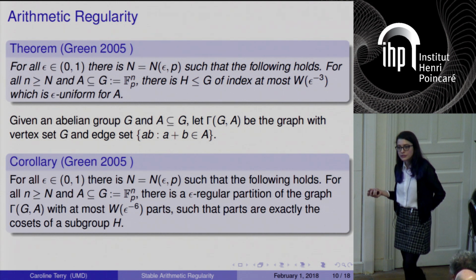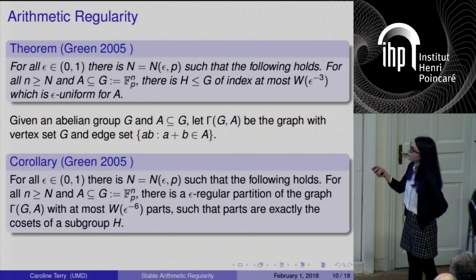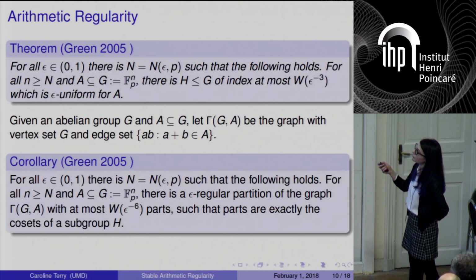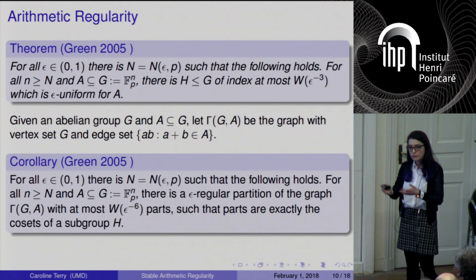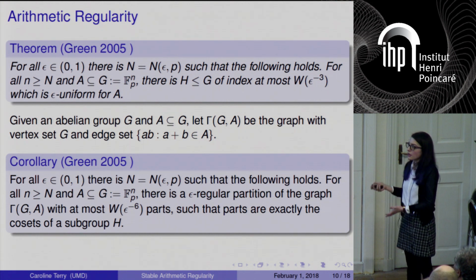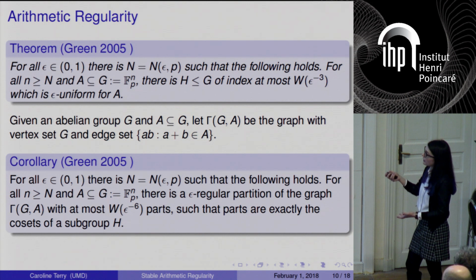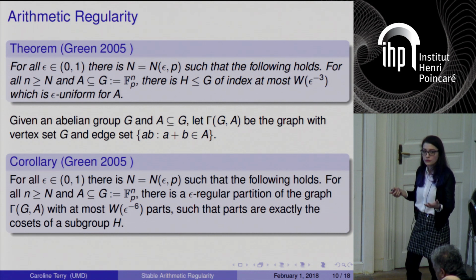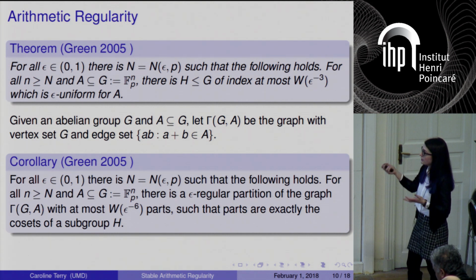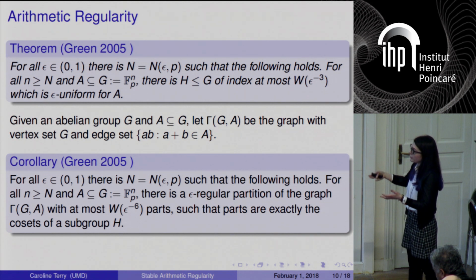The point is that gamma is a graph, so I could apply the regularity lemma to it, and I would get a partition into mostly epsilon-regular parts. And I would get a similar bound on the number of parts. But what's special here is that the parts have algebraic structure: they're cosets of a subgroup. So it's like I start with a kind of groupy graph, and at the end you get a similarly groupy type of regular partition.